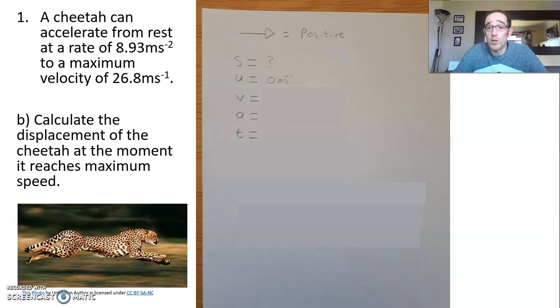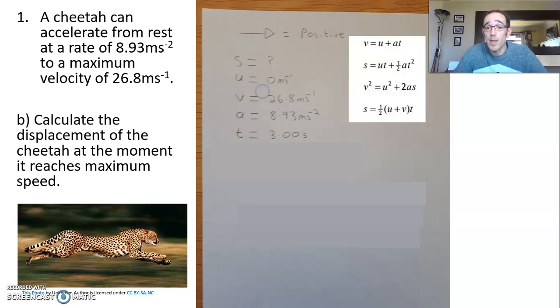We know U is 0 meters per second. We know V is 26.8 meters per second. We know the acceleration is 8.93 meters per second squared. And we now also know the time taken, which is 3.00 seconds. So in this situation where we're trying to find S, we actually have a couple of possibilities.